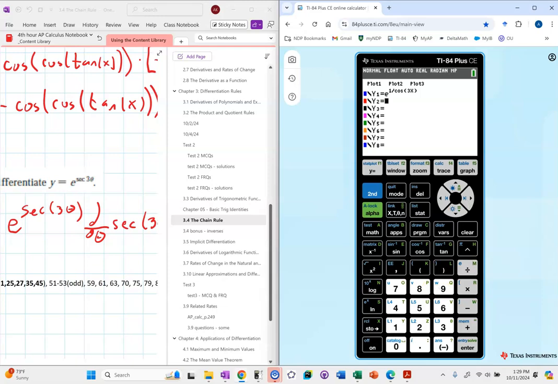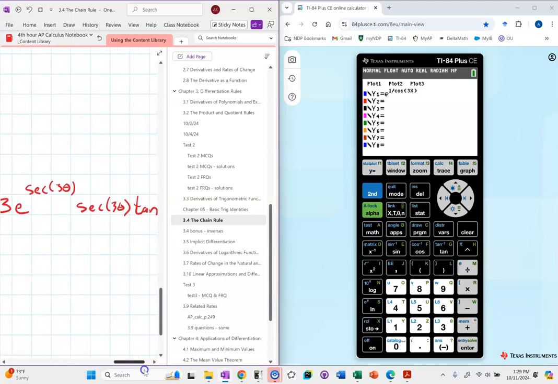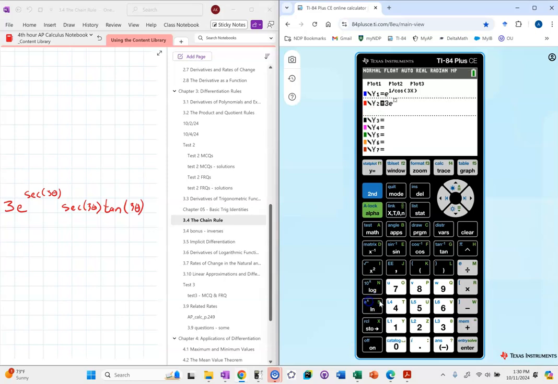Next thing I'm going to do is type in the answer that we got. So we said the final answer was 3 e to the secant 3x times tangent 3x. So I'm going to type that in.